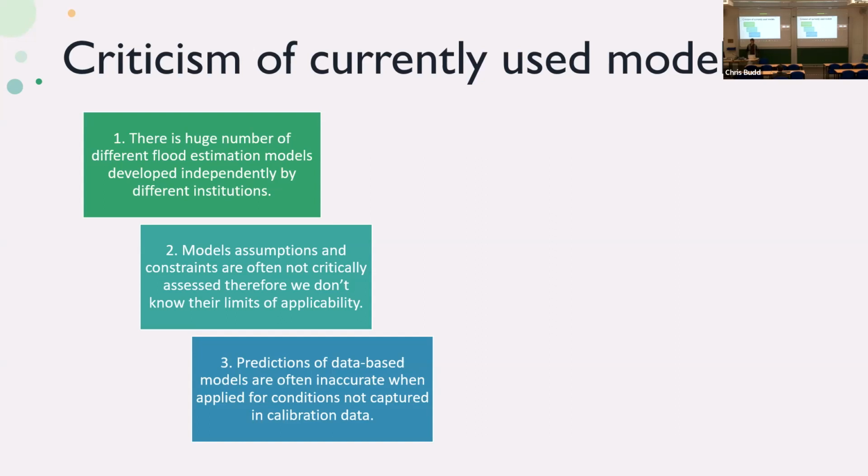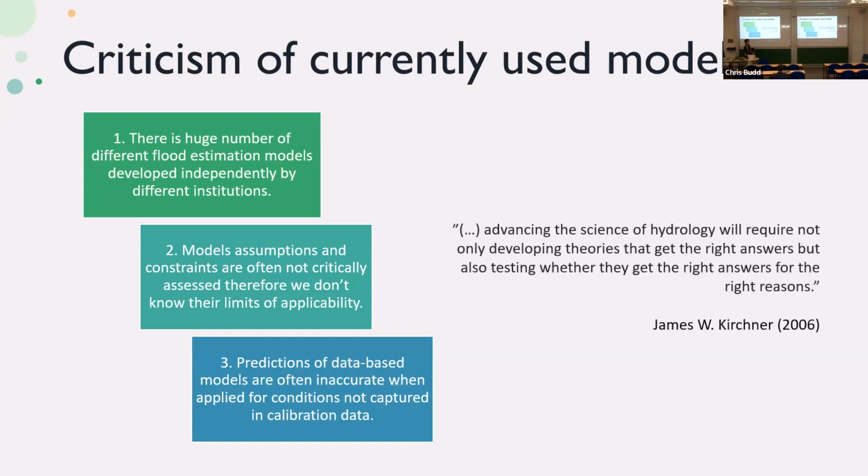For example, if we try to apply a model calibrated on one catchment to another catchment, or, for example, calibrated on the usual rainfall to an extreme rainfall. This was a high problem. This is very nicely captured by James Kirchner in the abstract of his work from 2006. He said that advancing the science of hydrology requires not only developing theories that get the right answers, but also testing whether they get the right answer for the right reasons, so that we know that we can apply those models even in unusual situations.